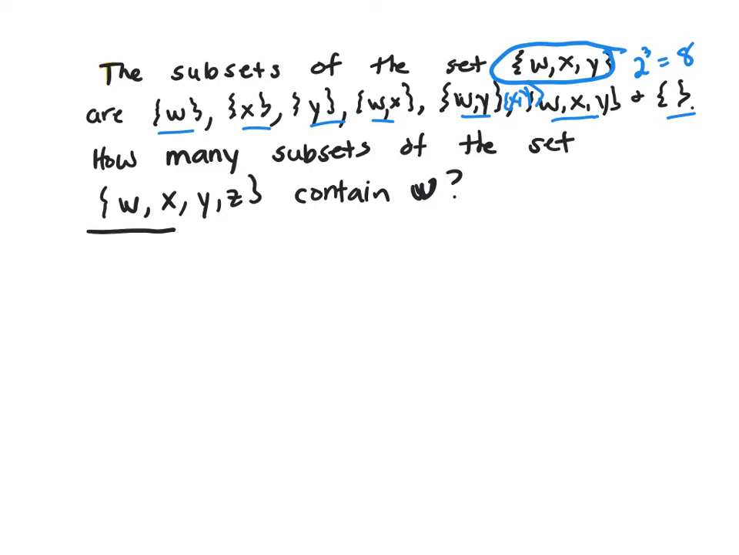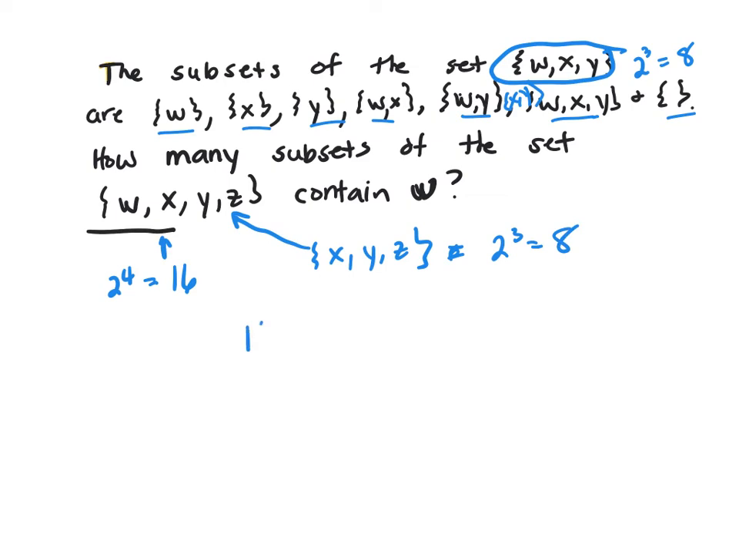So this set has got 4 elements. So it's got 2 to the 4th or 16 subsets. And we're trying to figure out how many subsets of that set contain W. Well, XYZ is a subset of that, and it doesn't have a W in it. And how many subsets do we have of X, Y, and Z? That's going to be 2 to the 3rd, which is 8.